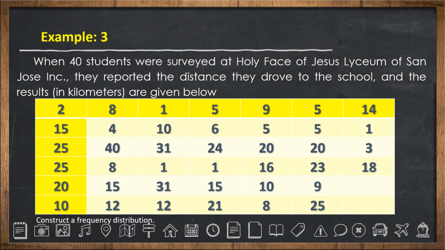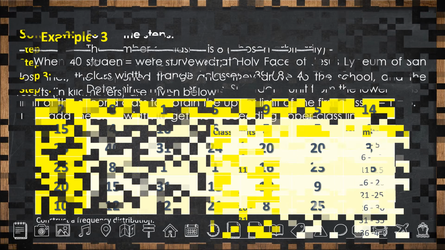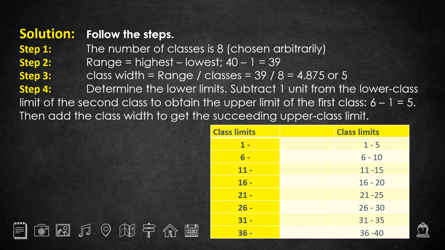Number 3: 40 students were surveyed at Holy Face of Jesus, and they reported the distance they drove to the school. The results in kilometers are given below. Solution: follow the steps. The number of classes is 8. The range is the highest minus the lowest, that is 40 minus 1, equal to 39. Class width is range divided by classes, that is 39 divided by 8, which is 4.875 or 5. To determine the lower limit, subtract 1 unit from the lower class limit of the second class to obtain the upper limit of the first class. So 6 minus 1 equals 5. Then add the class width to get the succeeding upper class limits. So 1 to 5, 6 to 10, 11 to 15, up to 36 to 40.